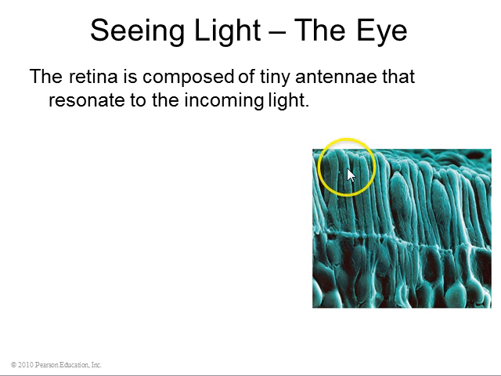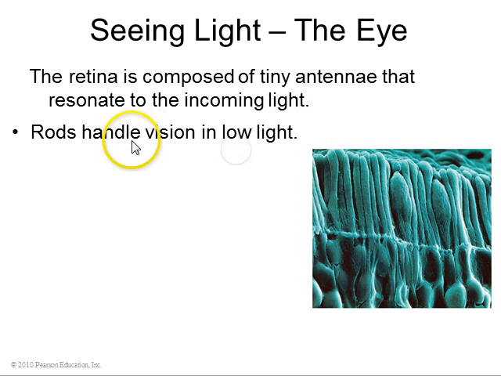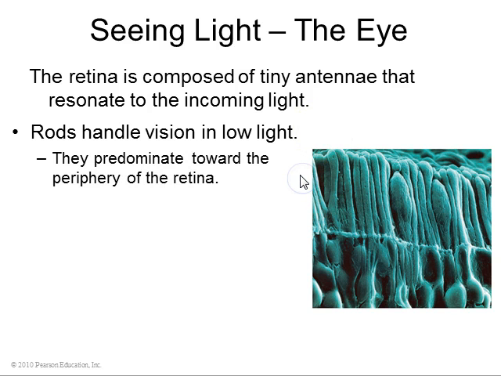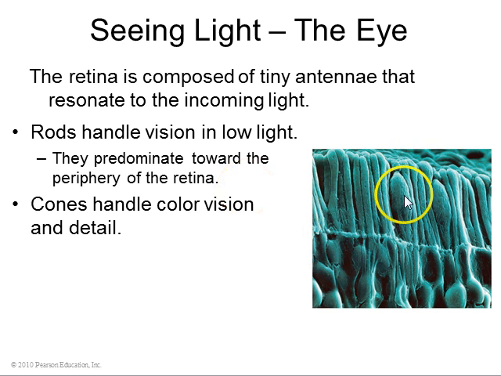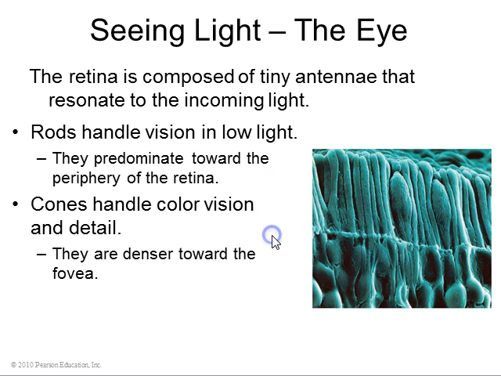And this is just a microscopic image of a retina, showing that it's an array of little tiny antennae that resonate to the incoming light and are connected to nerves, which go to our brain. And there's two kinds of antenna. The rods handle vision in low light, and there's a lot of them around the periphery of the retina, where our peripheral vision comes from. And the cones, these larger cells, handle color vision and detail, and they're much more dense in the fovea.